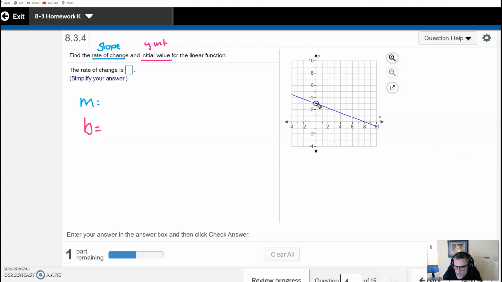My y-intercept is right here at 3. So my initial value is 3. All right. What about the slope? Okay.